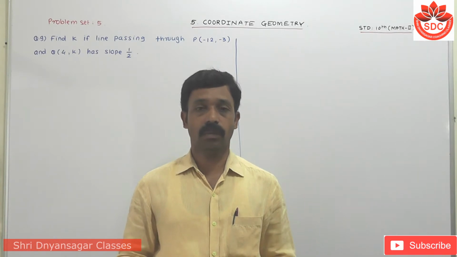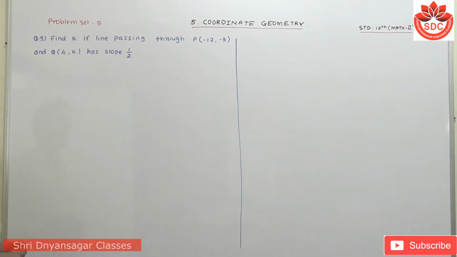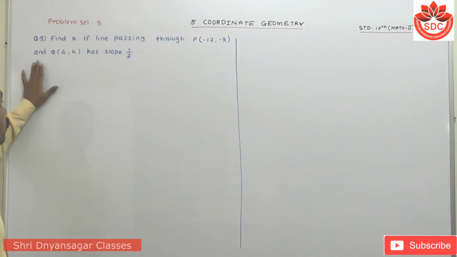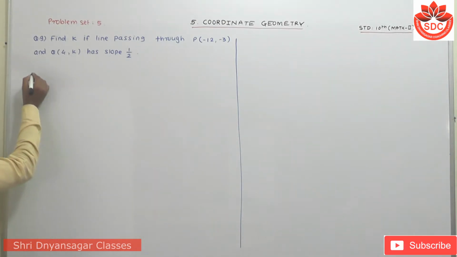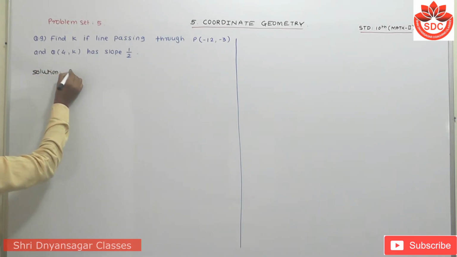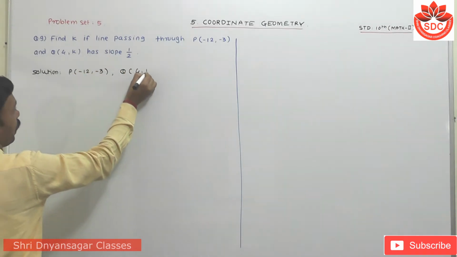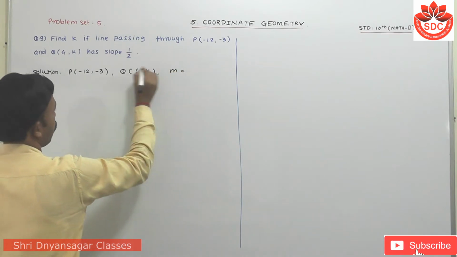About the next questions of Problem Set 5 of the chapter Coordinate Geometry, Mathematics Part 2, 10th standard. Question number 9: Find k if the line passing through P(-12, -3) and Q(4, k) has slope 1/2. Its solution is, so simple question. Here P has coordinates (-12, -3), Q has coordinates (4, k), slope denoted by m is equal to 1/2.